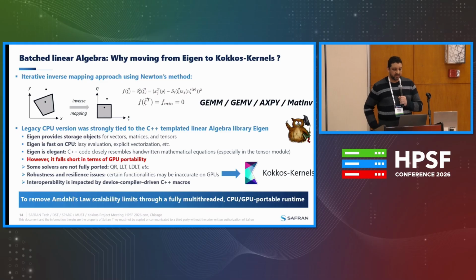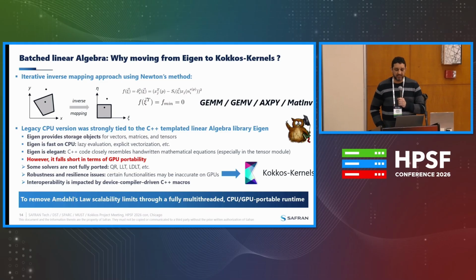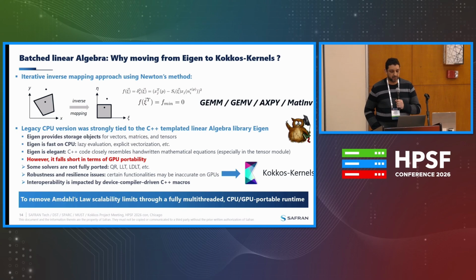The other thing that we've done recently is that we have moved from the linear algebra library to Kokkos Kernels. Why? Because to solve our Newton problem, but also for other application material models, we have a lot of small batch operations. So we have GEMM, GEMV, AXPY, but also some matrix inversion. And most of our codes were very CPU-oriented code.